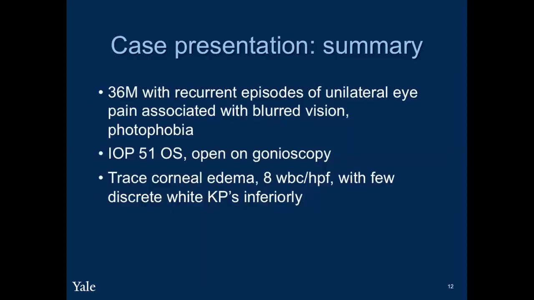So in summary, we had a 36-year-old man who presented with recurrent episodes of unilateral eye pain associated with some blurred vision and photophobia. On exam, his IOP was elevated to 51 in the left eye, and he was open on gonioscopy. He had some associated trace corneal edema, trace cell, with a few discrete white keratoprecipitates along the inferior cornea.